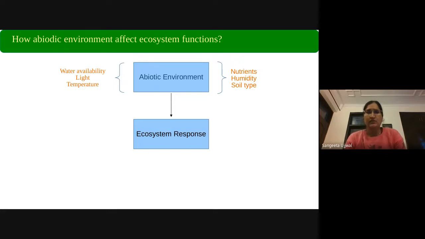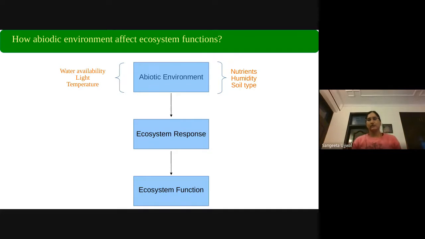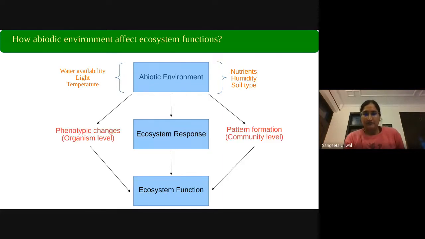So the ecosystem response is usually in terms of growth of the plant. We can either look at this growth on an organism level, or if we are considering many plant species, then this response of the ecosystem can be seen on the community level. And this ecosystem response translates into the ecosystem function. So the ecosystem function can be at the organism level, meaning the phenotypic changes that occur in individual plants, or it can be at the community level that leads to different pattern formation.